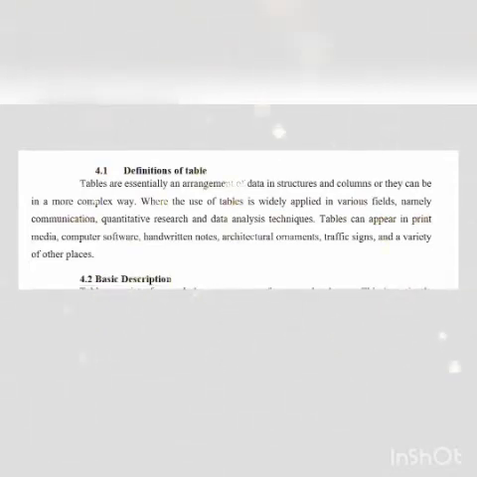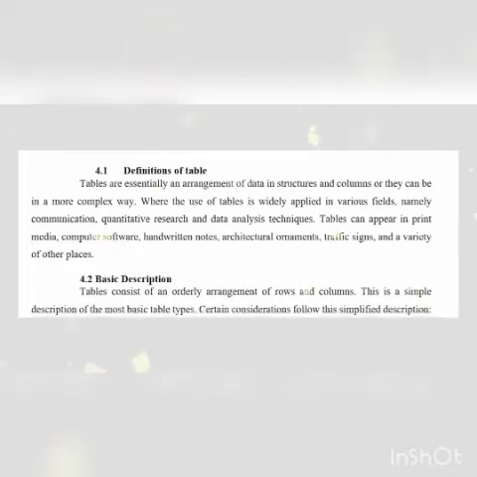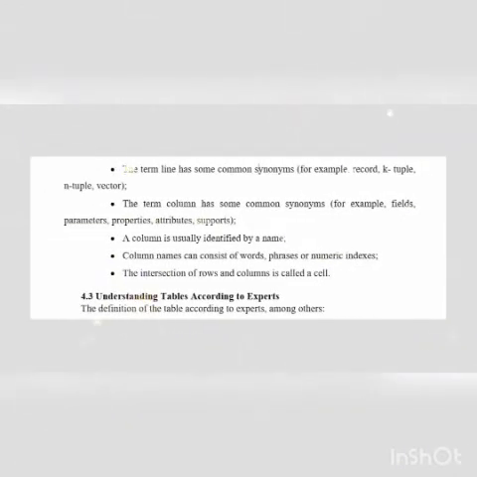A table consists of an ordered arrangement of rows and columns. This is a sample description of the most basic table types. Consider the following simple description. First, the term row has some common synonyms. Second, the term column has some common synonyms. Third, a column is usually identified by a name, and so on.